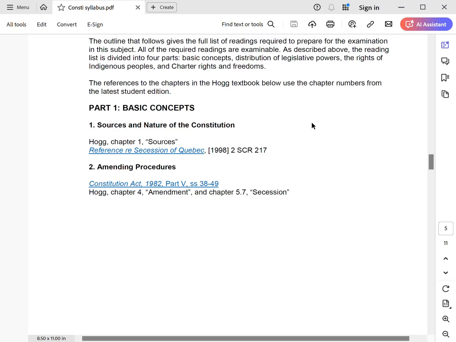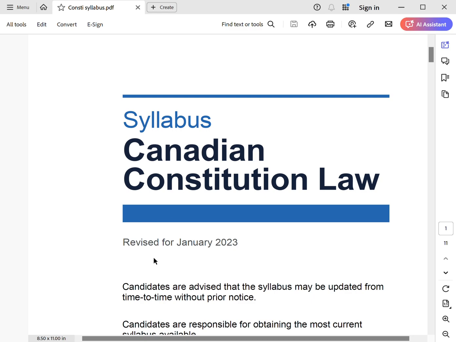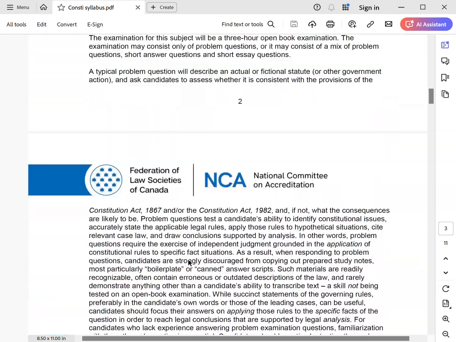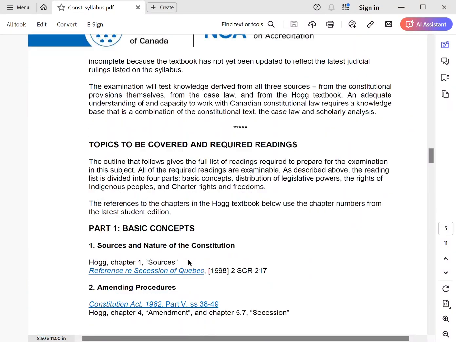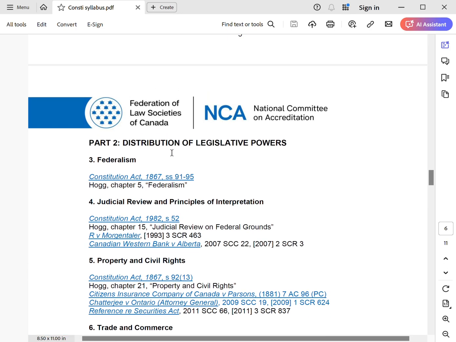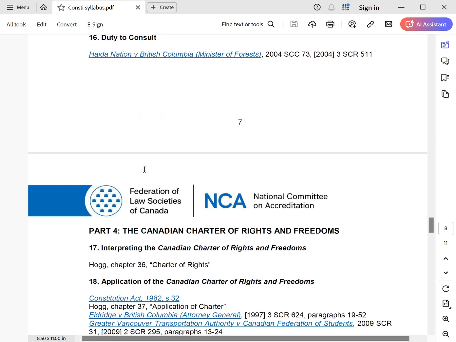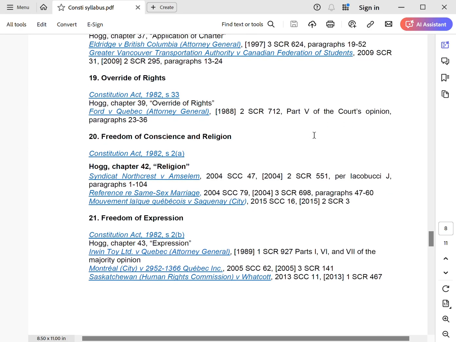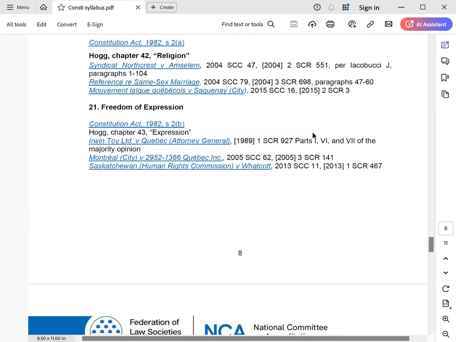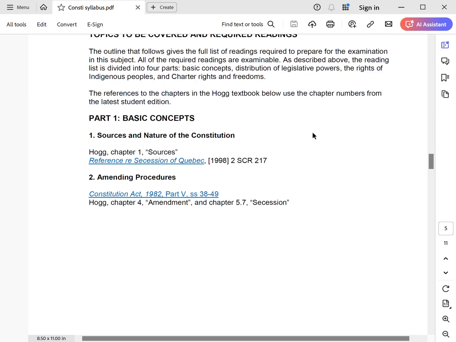After that, we will be coming on to the Canadian Constitution. As you can see, the revised syllabus that they have given is from January 2023. Basically, this constitution syllabus is divided into four parts. The first one is the basic concept. The second is the distribution of legislative power. The third is Aboriginal rights and the Constitution, and the fourth is the Canadian Charter of Rights and Freedoms. Now I will be explaining what all is there in this Canadian Constitution syllabus.